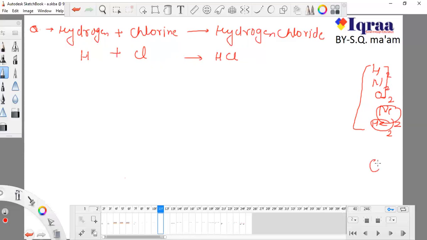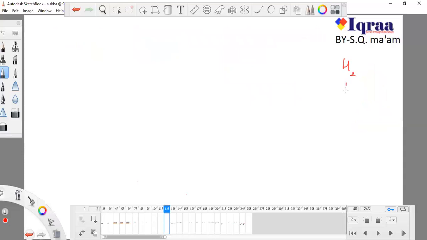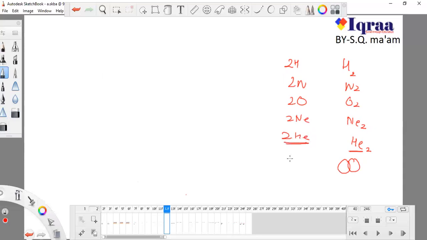It means that they are sharing something. That is how we write this: H2, N2, O2, Ne, and He. This means that they are sharing something. And if I write 2H, 2N, 2O, 2Ne, 2He, it means that they are separate. So these things will never come to you in this book.